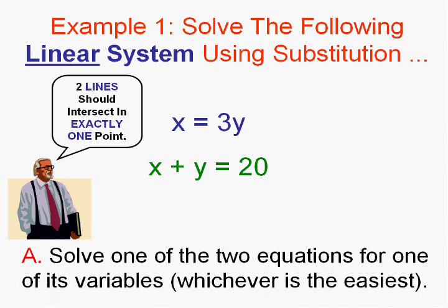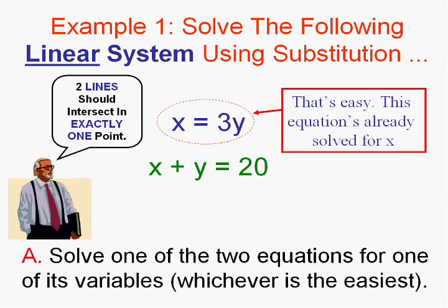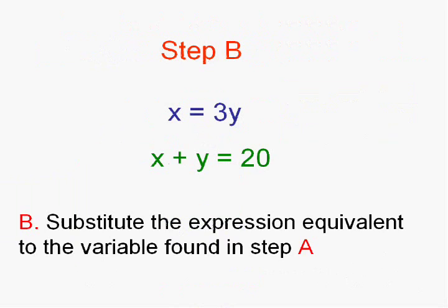So we'll start off by solving one of the two equations for one of its variables. You get to pick whichever one you want, whichever is easiest. Now in this case, I think the blue x is the easiest because it's already solved for x. So I'm going to choose the blue x, and then I'm going to do step B.